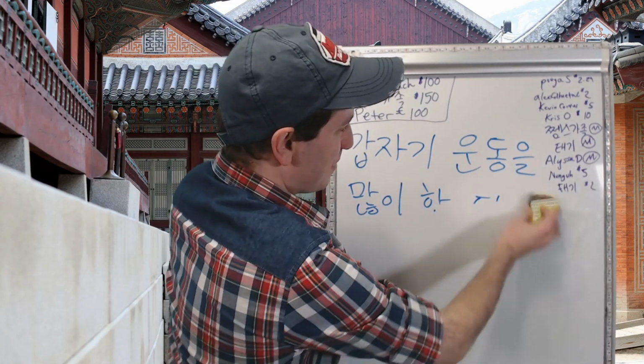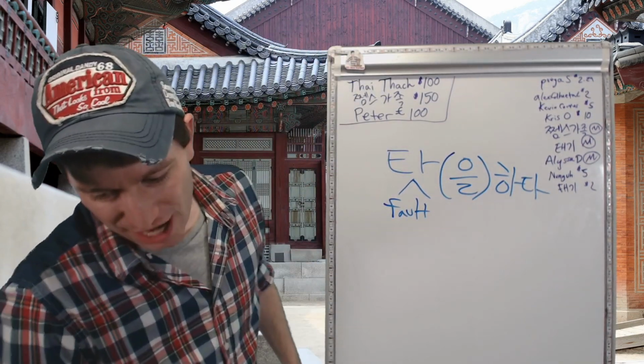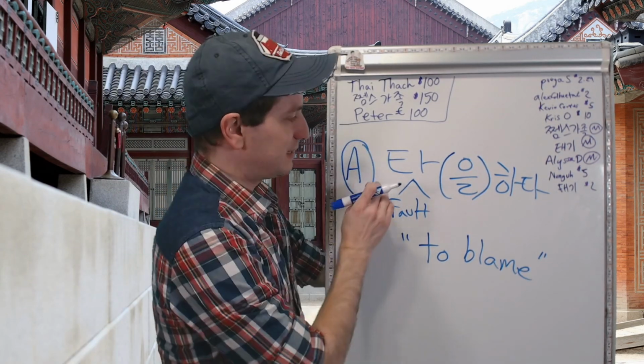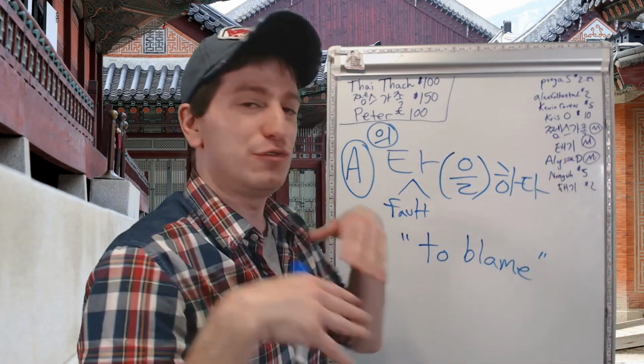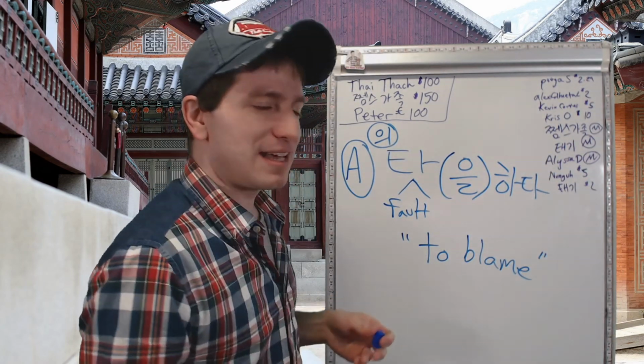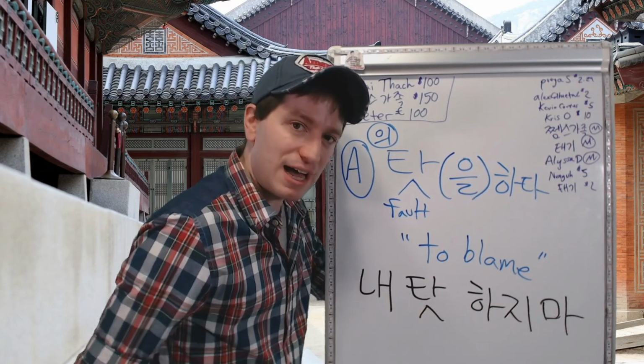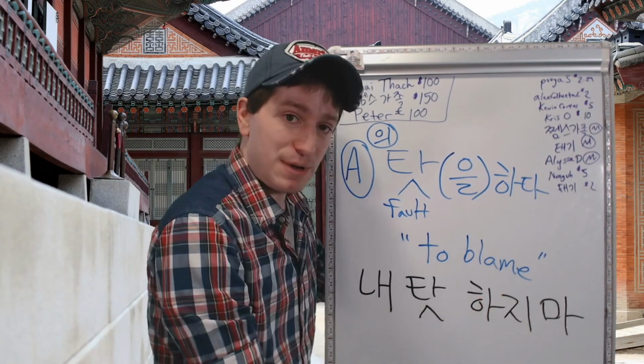One more concept today. Now, 탓하다 is actually how you say to blame someone. You take a noun, so let's just say a, 탓하다, as in to fault someone. So a 탓을 하다 means to blame a. 내 탓하지 마. Don't blame it on me.